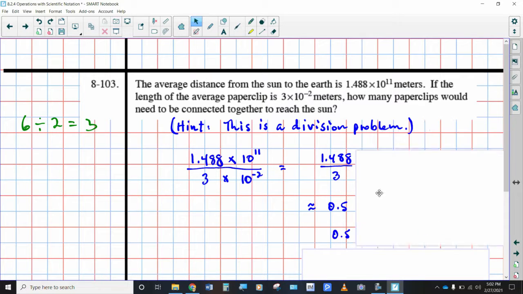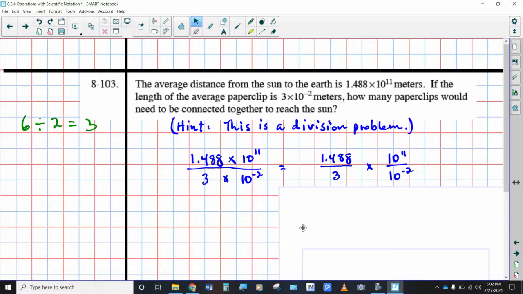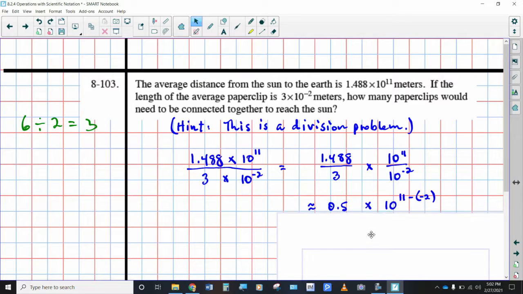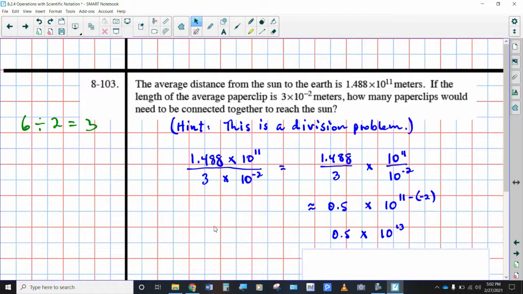That ends up being, oh, I'm doing a reveal, aren't I? Oh, I guess I'll do it this way. So this times that, and this is like 1.5 divided by 3, so that's going to be about 1/2, because 1.5 is half of 3, right? And then 10 to the 11th divided by 10 to the negative second, when we are dividing powers with the same base, you're going to subtract the exponents, and this becomes a subtraction with a negative. So you do KFC, that's going to become 11 plus 2, so it becomes 10 to the 13th power.